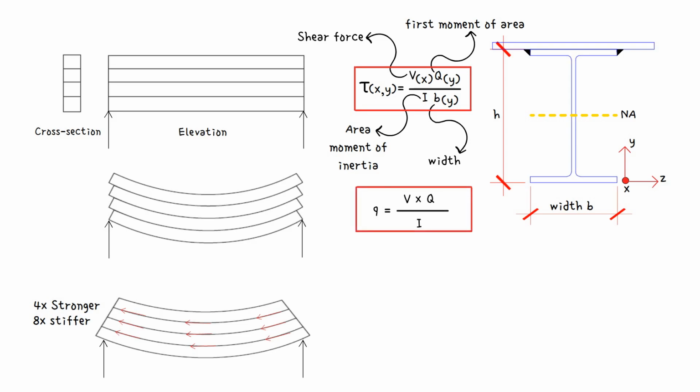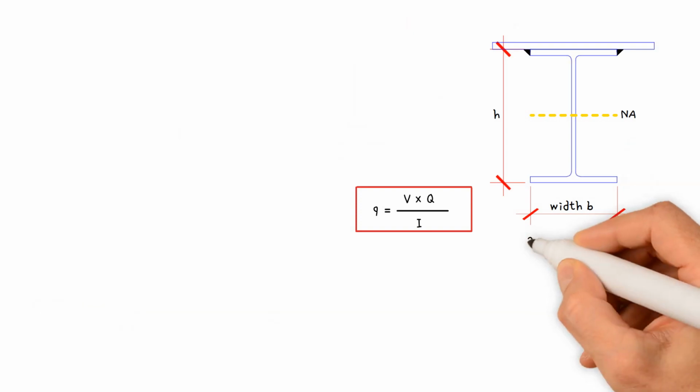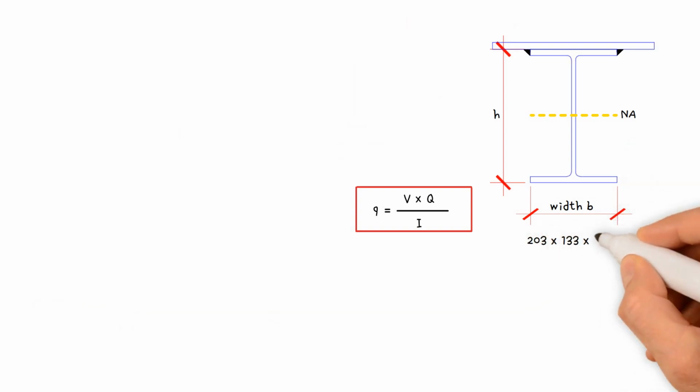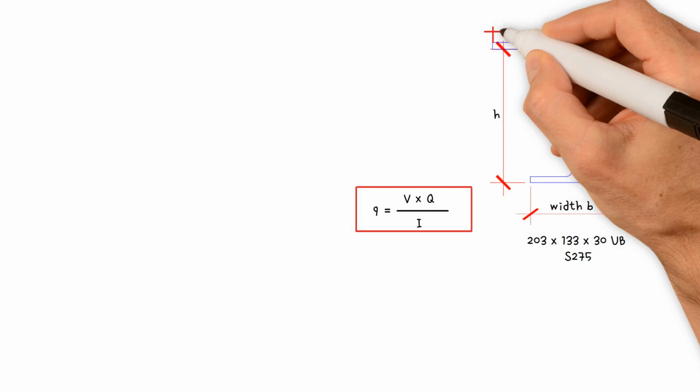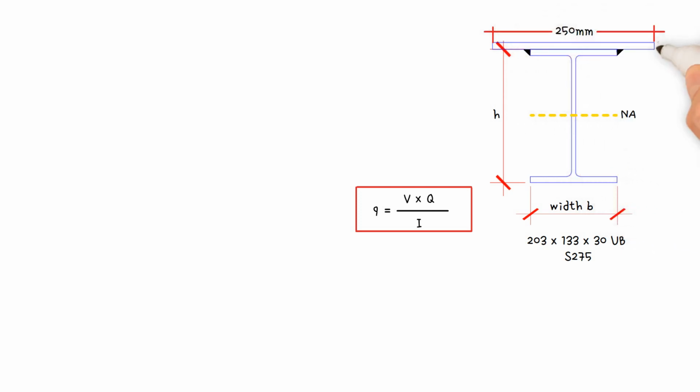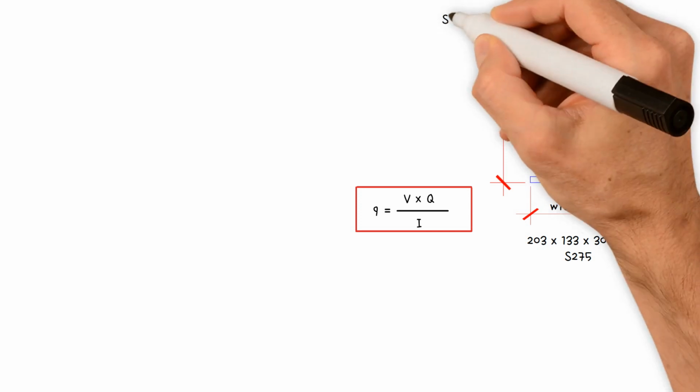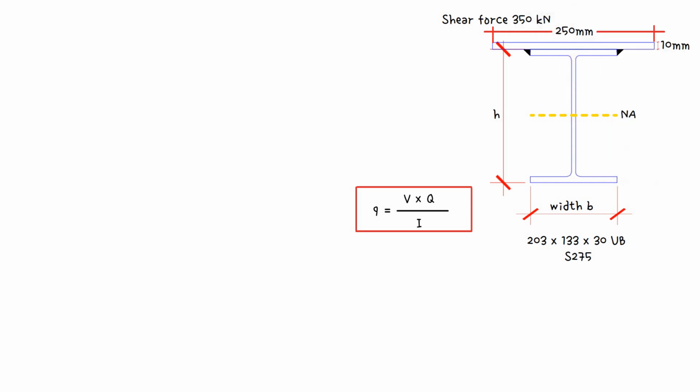Let's look at a real-world example. A 203 by 133 by 30 universal beam S275 is strengthened by welding a steel plate 250 mm wide and 10 mm thick to its top flange. The composite section is subjected to a design shear force of 350 kN. What size continuous fillet weld is required between the beam and the plate?